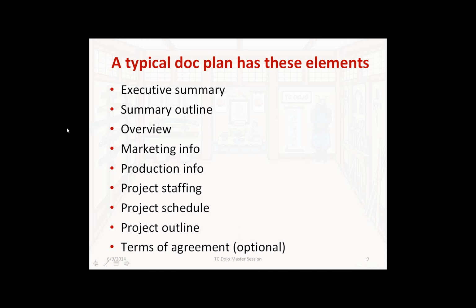An executive summary, we're going to go over each of these in detail. An executive summary, a summary outline, an overview, probably the single meatiest section of that plan. Marketing information, that tends to be a bit optional at times. Production information, project staffing, project schedule, project outline, and optionally terms of agreement.